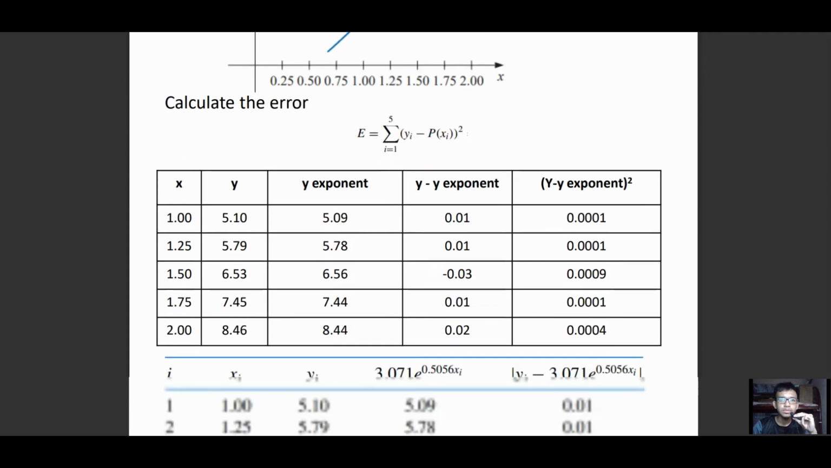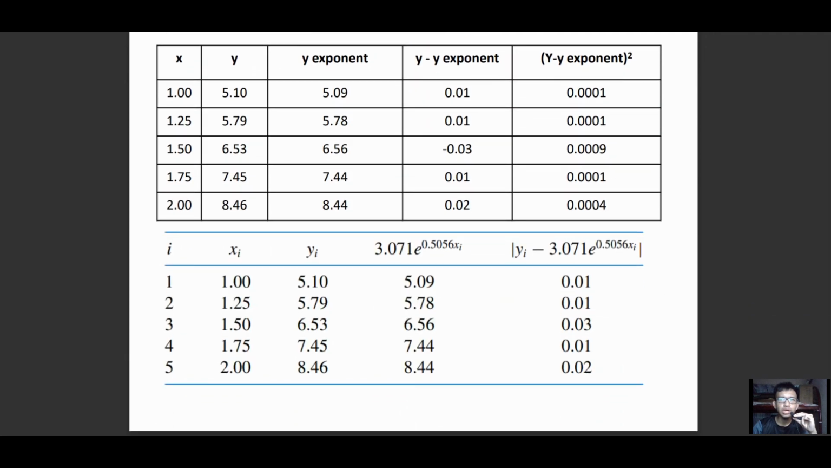The textbook uses the absolute value, but normally we would use the exponent. So we just calculate the sum of all this. We just add all of these values here, this one plus this one plus this one plus this one plus this one, then we will get the total error.